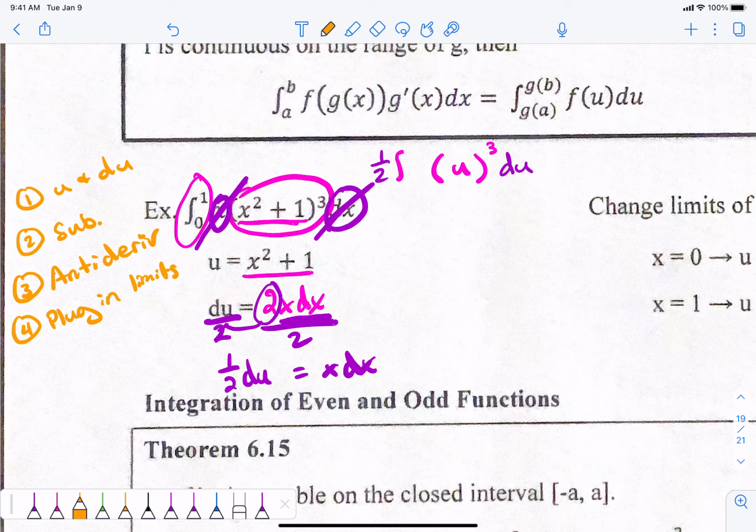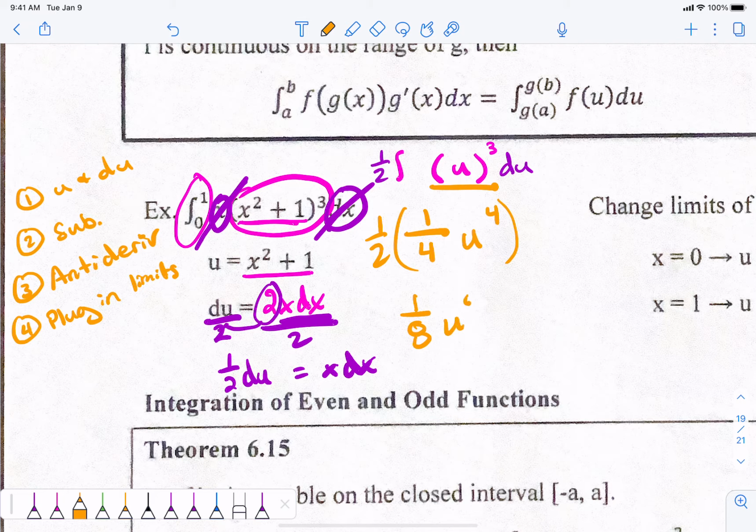So I have u to the third power that I'm trying to find the antiderivative of. So you can do 1 over n plus 1, x to the n plus 1. What's n plus 1 going to look like? 4. u to the fourth power. And then I've got 1/2 out in front that's just chilling, right? And so that would make 1/8 u to the 4th power. Okay, plus c, no plus c.